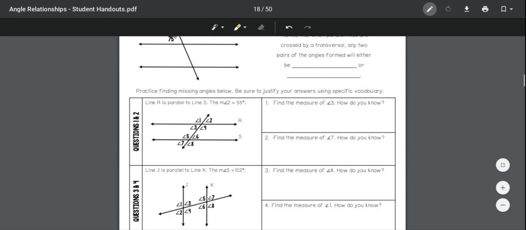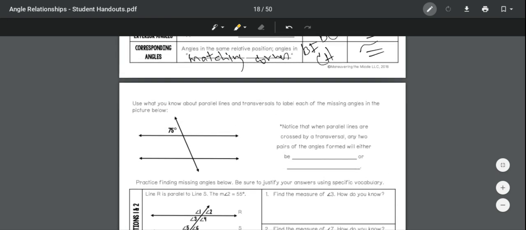Okay, so when we flip it over on the back, you're going to use what you know about the parallel lines and the transversals to label each of the missing angles. So pause it if you want to, and then come back and see if you get the same labels as I do.